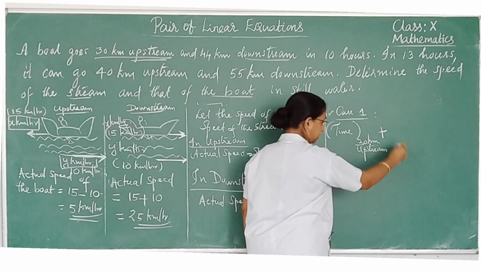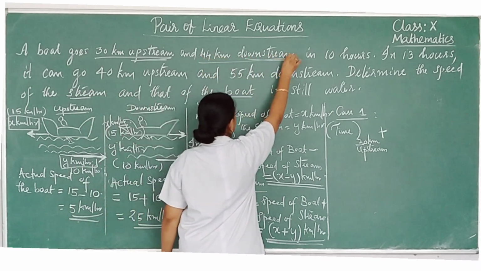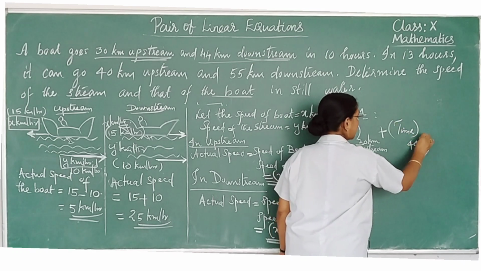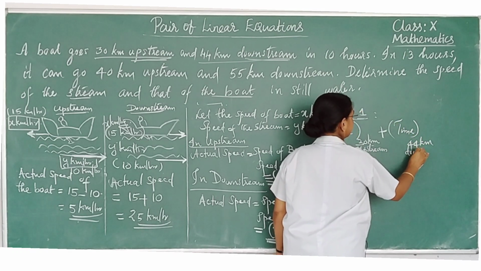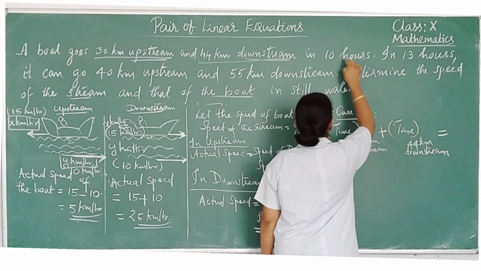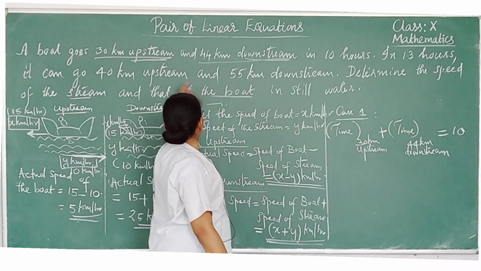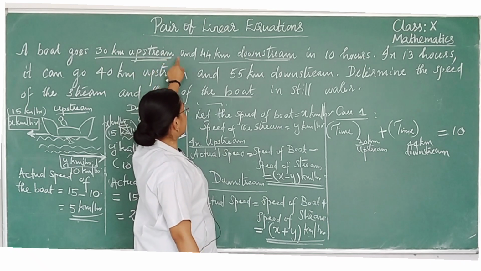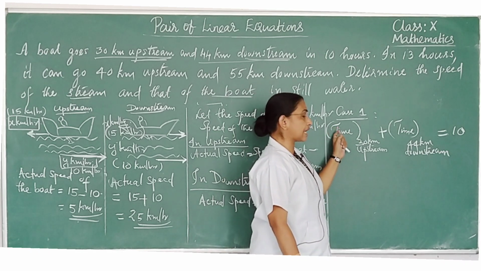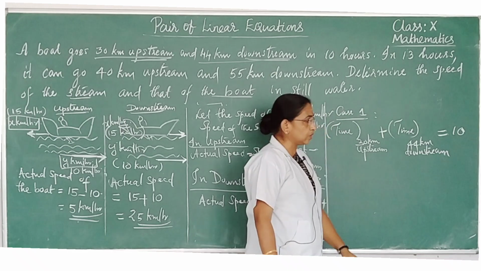And, along with that, "and" means plus in mathematics. 44 km downstream means the time for 44 km downstream. This is given to us. What is the time given here? This is given to us: 10 hours. So, a boat goes 30 km upstream and 44 km downstream in 10 hours. That can be mathematically converted to: time for 30 km upstream plus time for 44 km downstream equals 10.